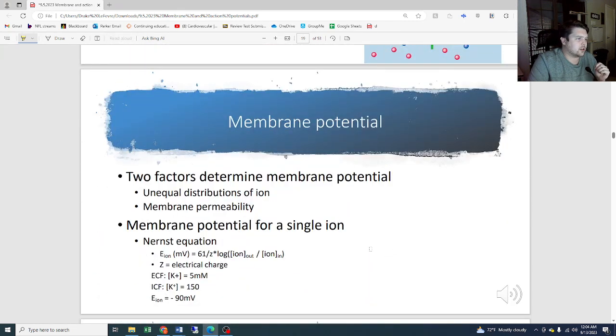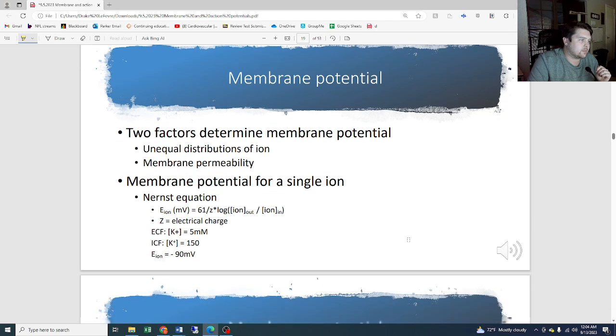Okay, so membrane potentials, there are two factors that determine membrane potential: the unequal distribution of the ion, as well as the membrane permeability. Membrane potential for a single ion is given by an equation called the Nernst equation.